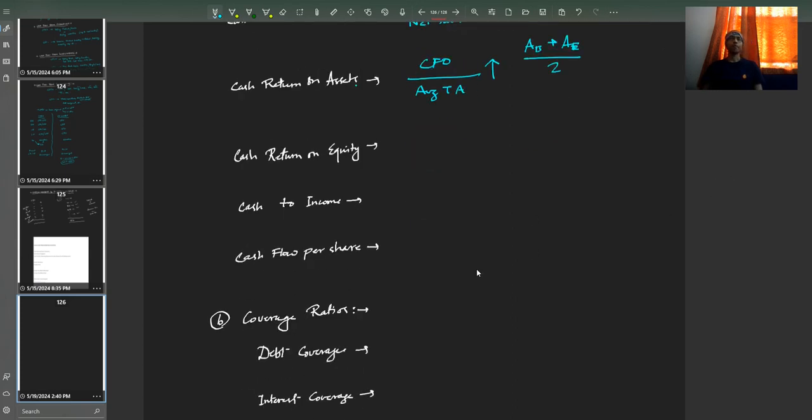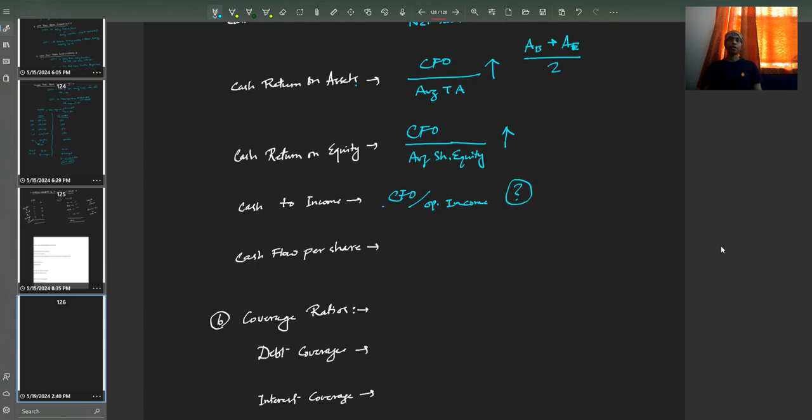Cash return on equity. This is CFO by average shareholders' equity. Obviously, you want this number also to be high. Cash to income. This is CFO divided by operating income. You want this number to have some parity and balance. You do not want drastic difference between cash flow from operations and operating income for continuous periods. If there is such a difference, then this means there is a question mark in the performance.